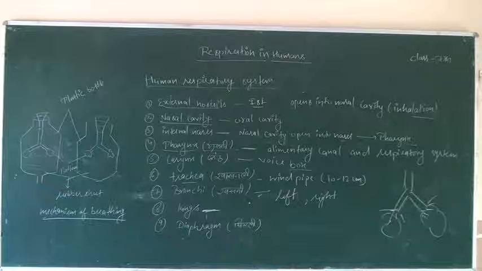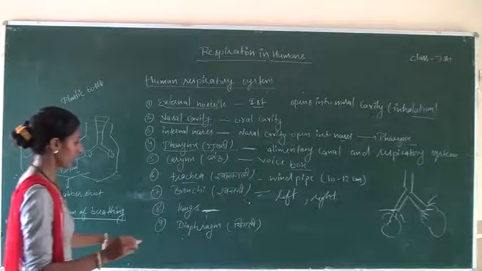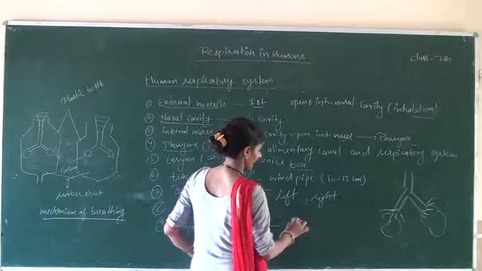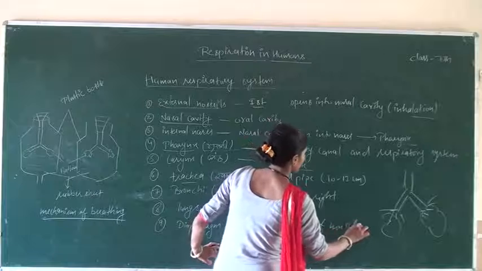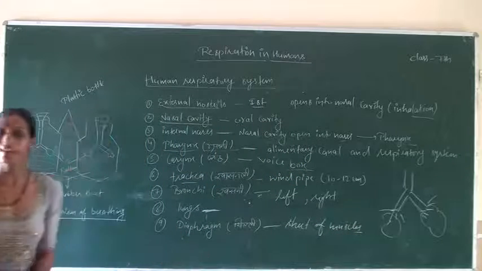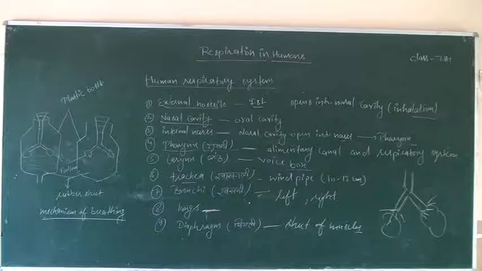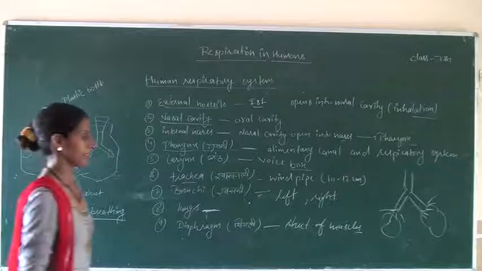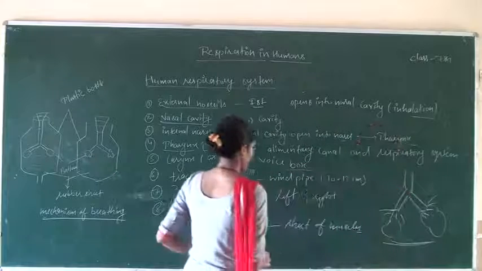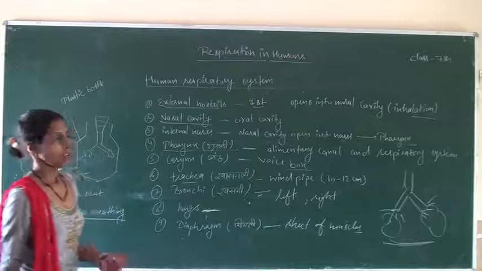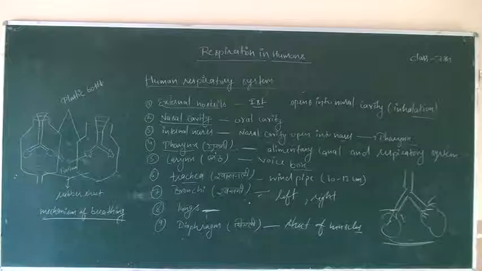Okay. After that, next is the diaphragm. What is the diaphragm? The diaphragm is a sheet of muscles that lies below the lungs. Okay, this is all about the basic parts of the human respiratory system.